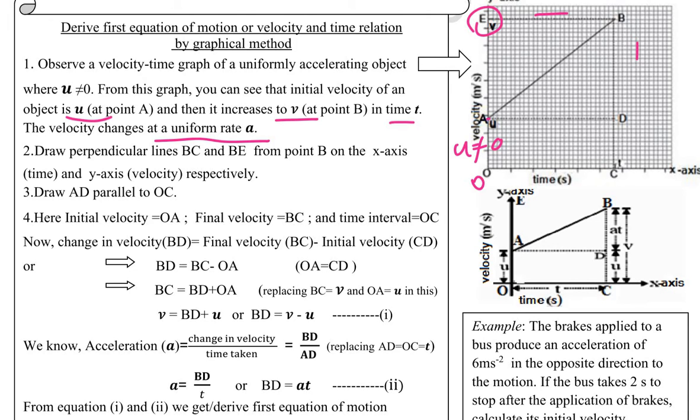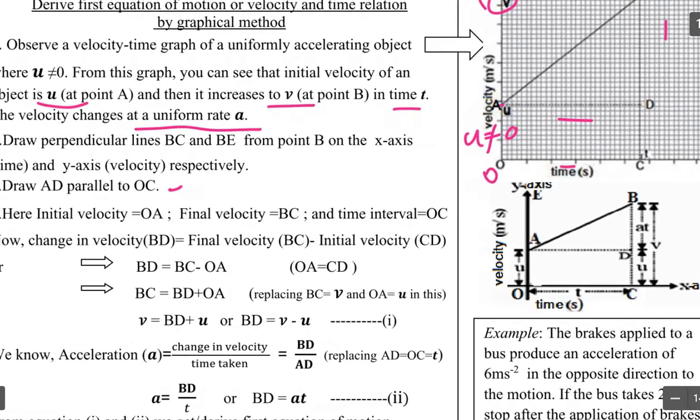Now draw AD parallel to OC, this one, AD parallel to OC. Here initial velocity OA, if we find in this graph, let's zoom it.